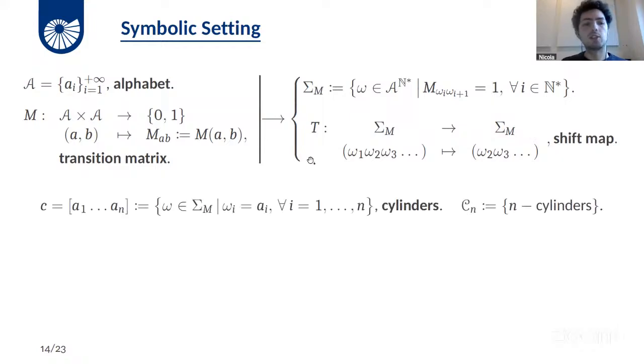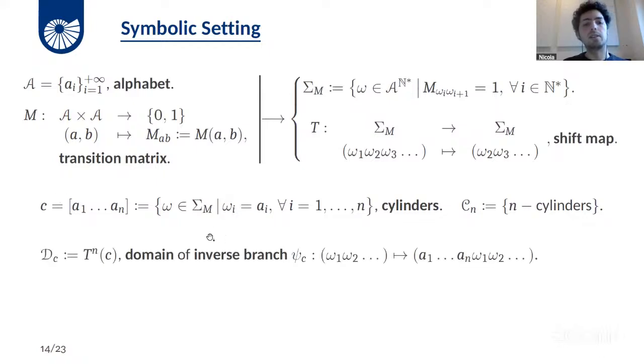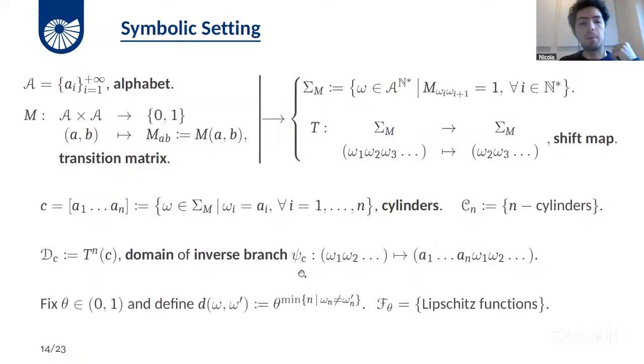Then we have the usual definitions such as the cylinders, which are sets of words with a prescribed initial word. Their length is the number of prescribed symbols. For each cylinder C, we can define the inverse branch of some iteration of the map, which is basically the action which attaches to the left of our point omega the prescribed word A1 to AN. Note that the domain here might not be the whole space because we have to be careful about the transition from AN to omega1 to be admissible. And then we define the usual separation time metric and the Lipschitz functions in this setting.